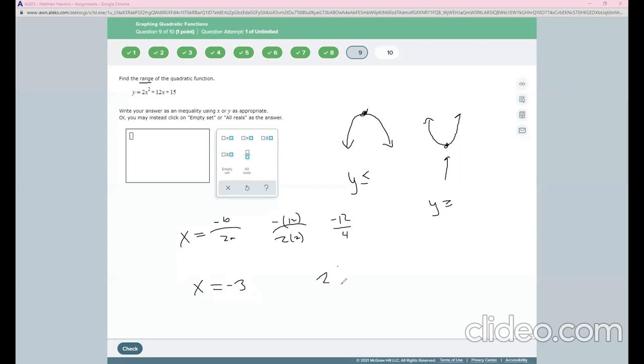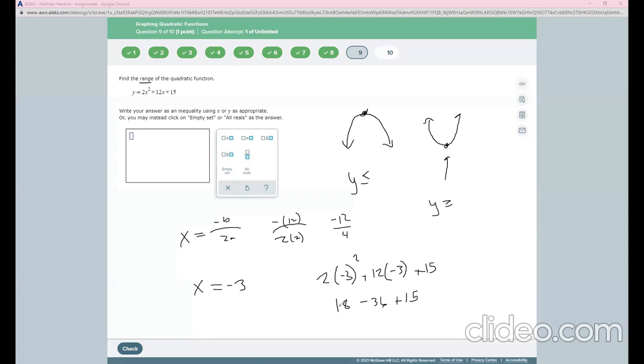So it's 2 parentheses, x turns into a -3, squared, plus 12, x turns into a -3, plus 15. So first we start off with -3 squared, which means take -3 and multiply it by itself. -3 times -3 is +9. 9 times 2 is 18. 12 times -3 is -36. Then we have plus 15.